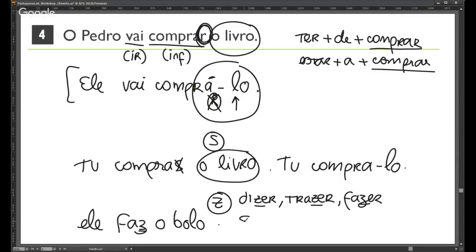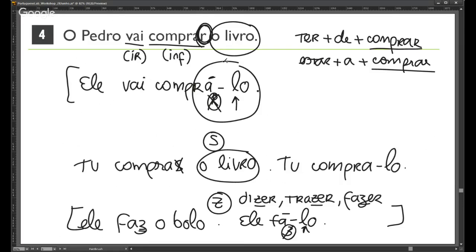So we would have ele fa-lo. Again, the Z goes away. You add the L and you accentuate the last vowel. This is the third person again. Okay, so you have adding L, dropping the last letter when the verb ends in R, S, Z.